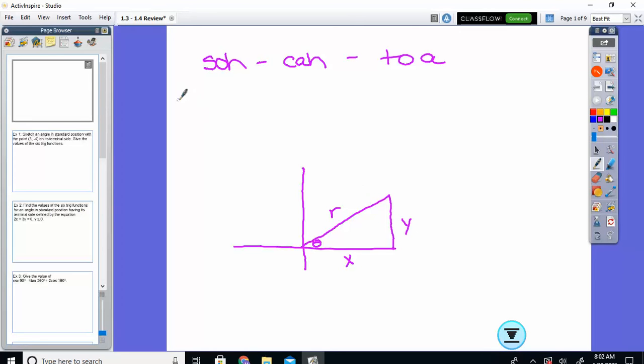Okay, let's do this in terms of opposite, adjacent, and hypotenuse. So the hypotenuse is which one? R. Okay, from here, which side is opposite? Y. Opposite is across from, not touching. And so that means x has to be my adjacent. Does everybody understand how we got hypotenuse, opposite, and adjacent?